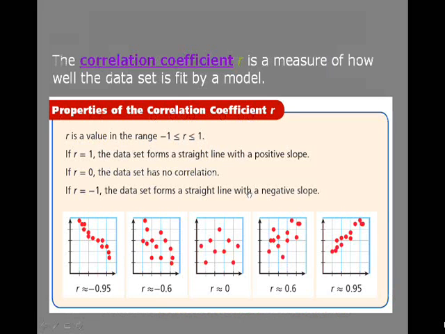But before we do, let's look at one more piece of information we can gather from the data. It's called the correlation coefficient, R, which is a measure of how well the data set is fit by the model. In other words, it will tell us more about the strength of the relationship between the variables. When the slope and correlation are negative, the correlation coefficient will be negative. And if the slope and correlation are positive, the correlation coefficient will be positive as well.